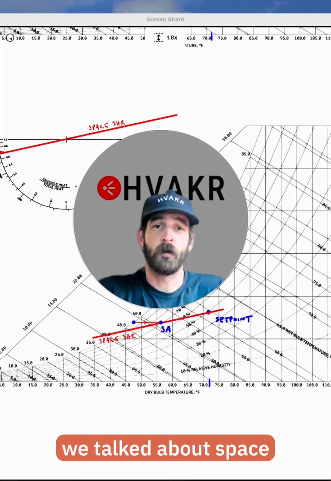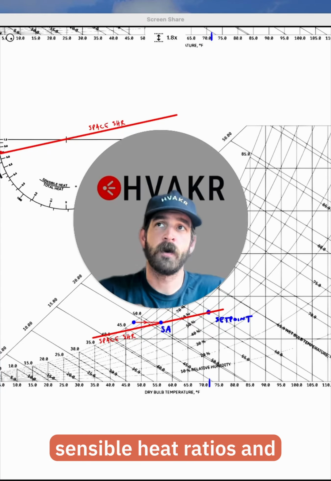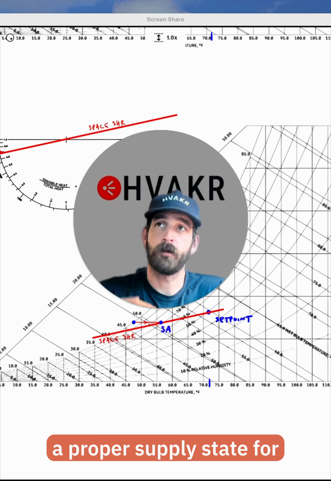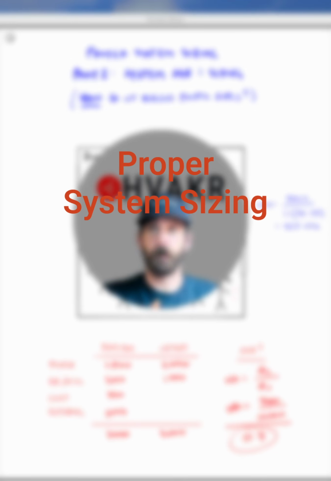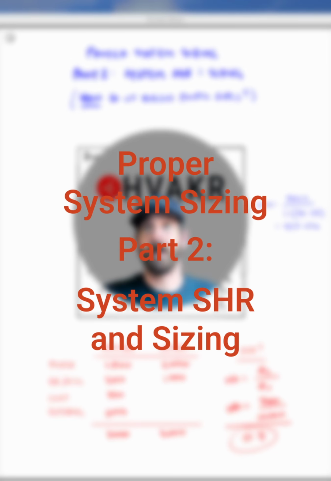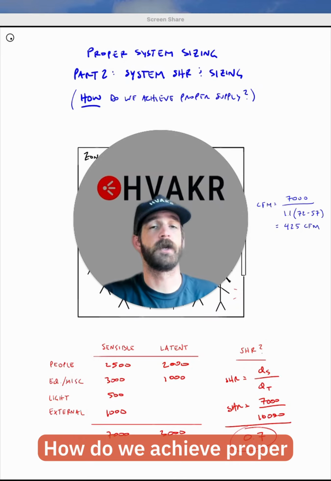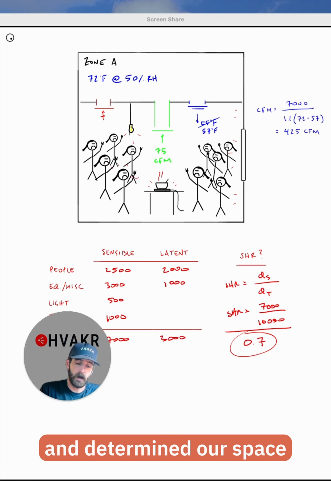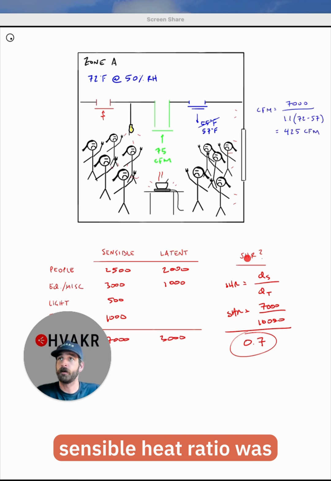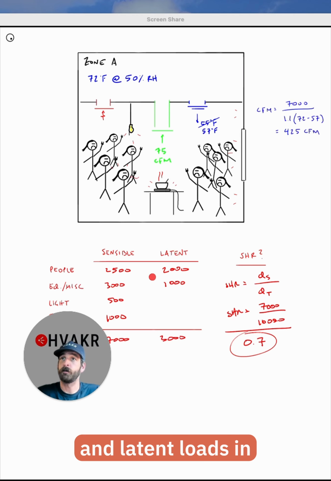All right, in part one, we talked about space sensible heat ratios and how to determine a proper supply state for your conditioned air. This is part two, system sensible heat ratio and sizing, or how do we achieve proper supply. Last time we looked at our space loads and determined our space sensible heat ratio was 0.7 based on the sensible and latent loads in the space.